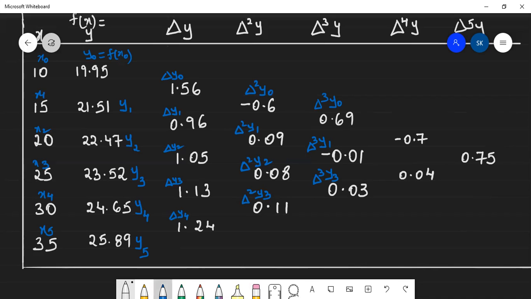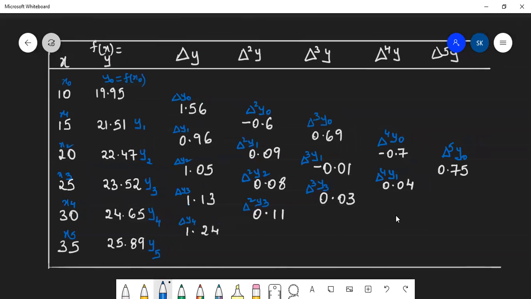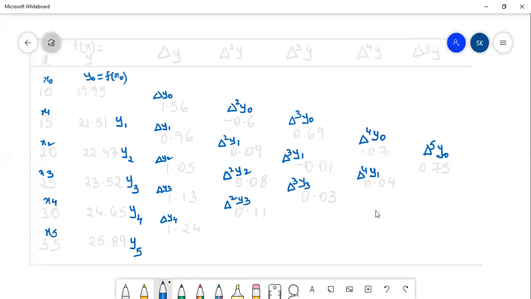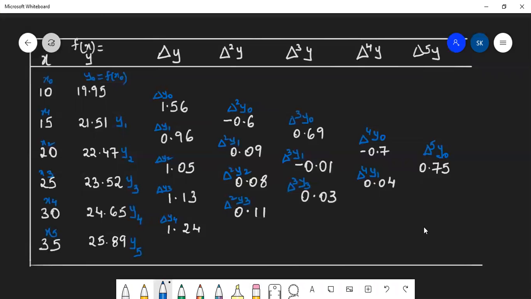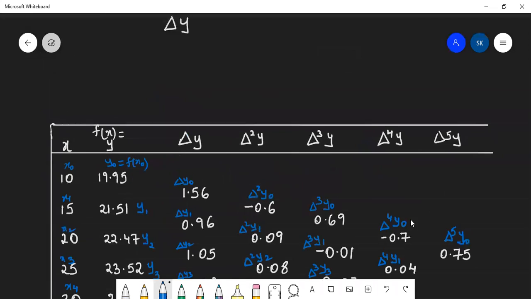Fine. So what are the values of these? I have delta power 4 y0. This is delta power 4 y1. And this is delta power 5 y0. So these are the values we have done for forward differences for the given set of data. X and y values were given. We have filled the forward difference table. Right? Now, what was the next continuation of the question? He asked us to find a few values. What are those values? I'll show you.